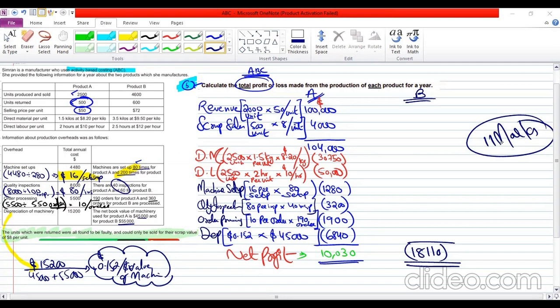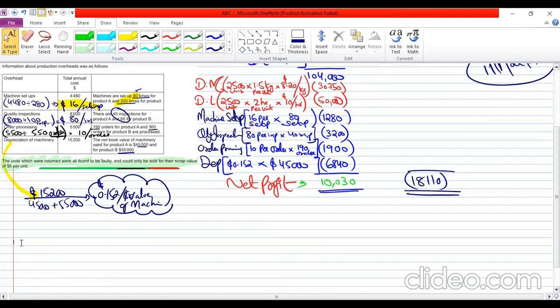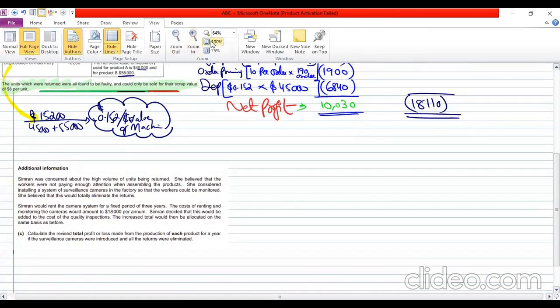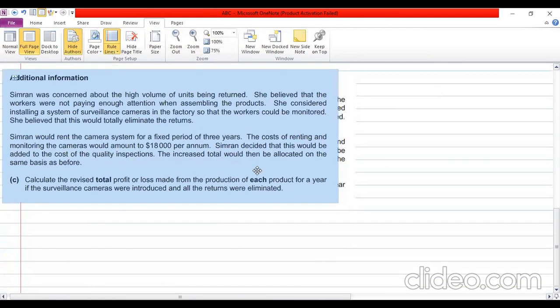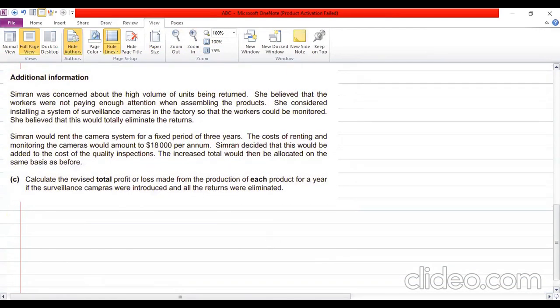But before the C requirement, they give some lines which we have in our QP, question paper, not in the insert. So let me bring it. The additional information. Here it is. First of all, we will read it and then we will see what we need to compute. It is very easy. We need to compute revised profit.